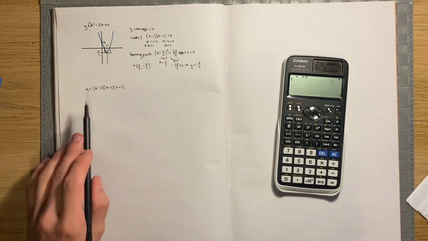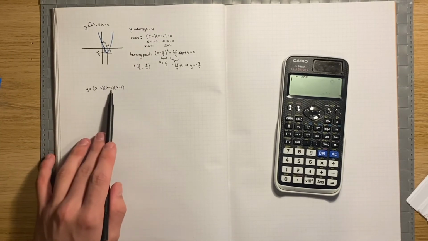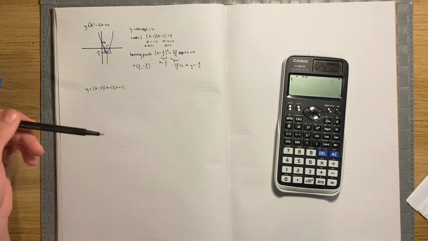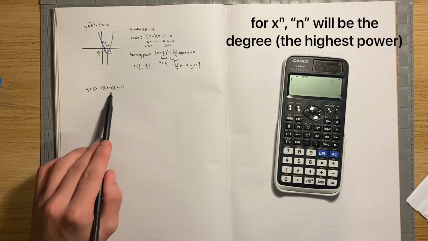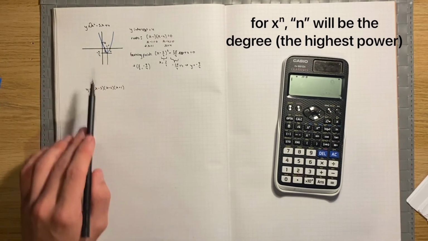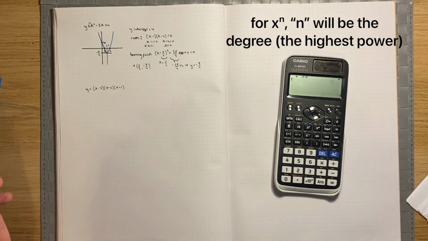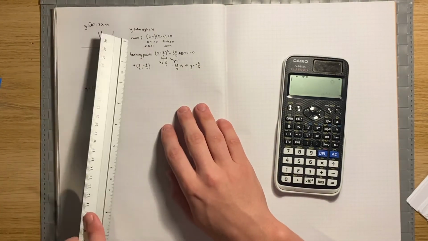Now, if we're asked to draw a graph that has 3 individual x terms, if we expand this out, our highest degree, so our highest power of x, is going to be 3, x cubed, because x times x times x is x cubed. See, this degree here is second degree, this is going to be third degree. So if we're asked to sketch this, we need to know our y-intercept and our roots again.